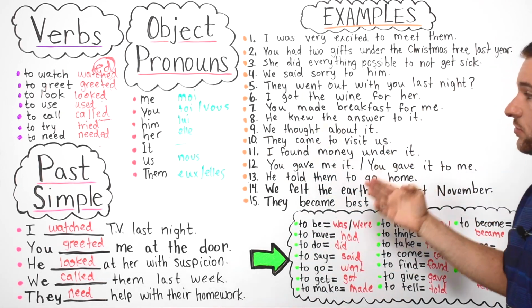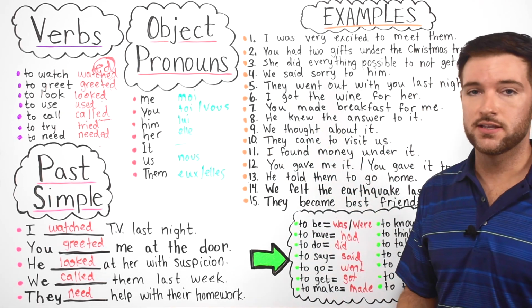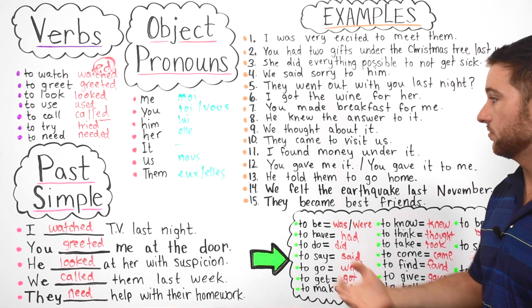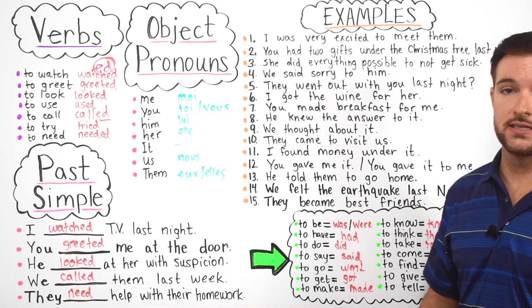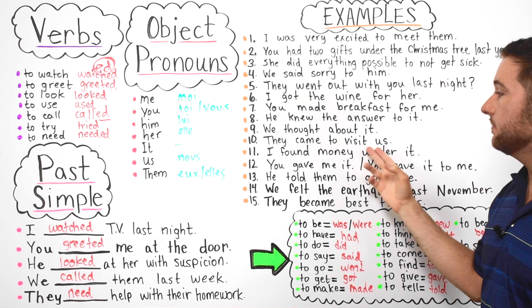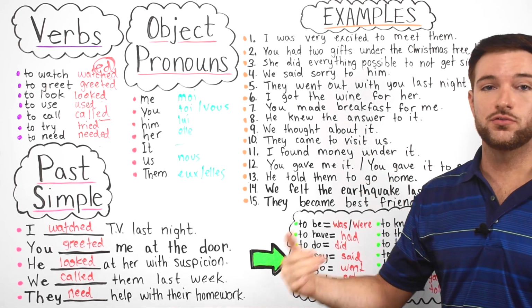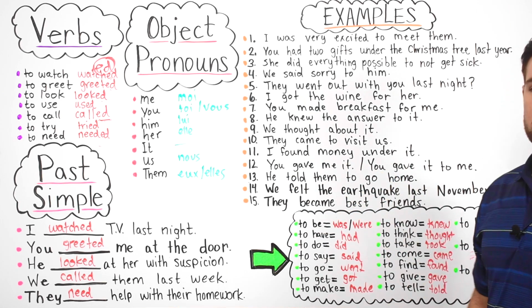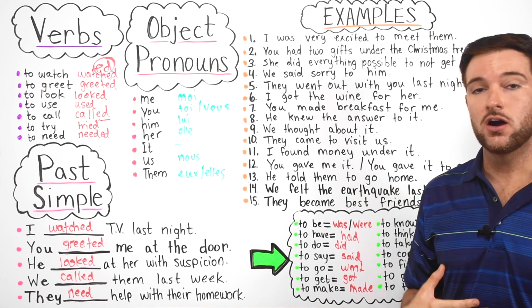He knew the answer to it. Il en savait la réponse. We thought about it. Nous y avons pensé. They came to visit us. So, ils sont venus nous rendre visite. I found money under it. So, j'ai trouvé de l'argent en dessous.